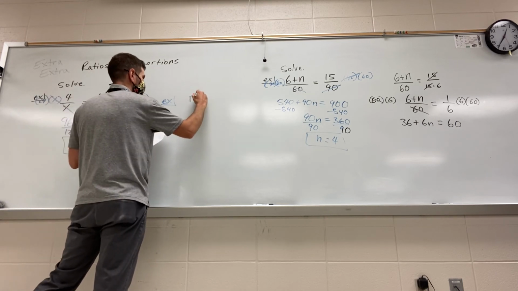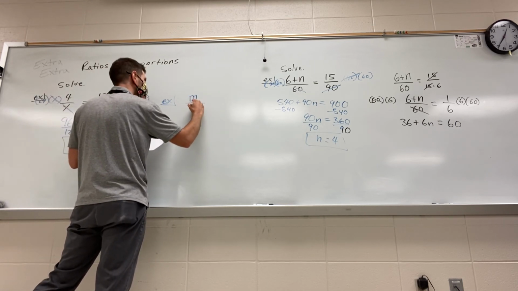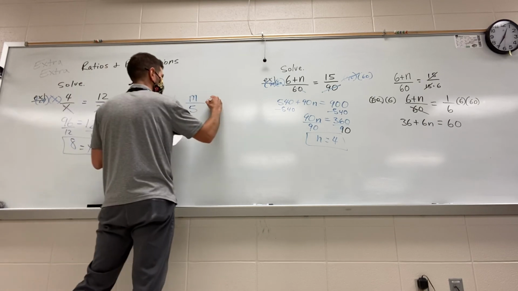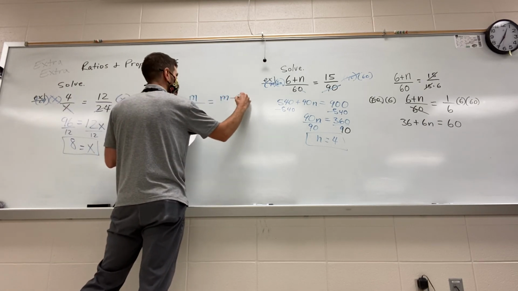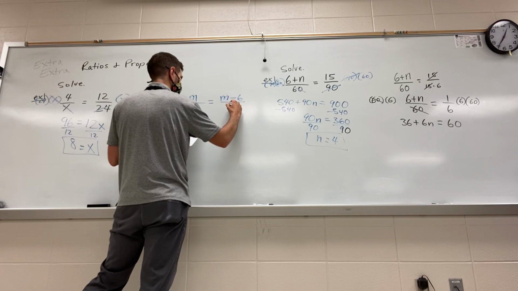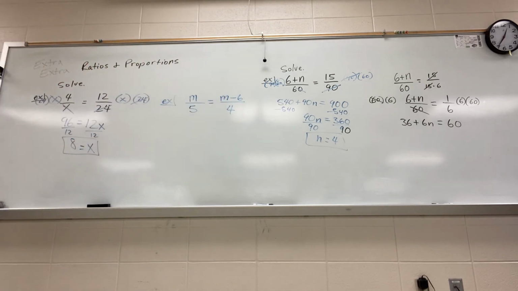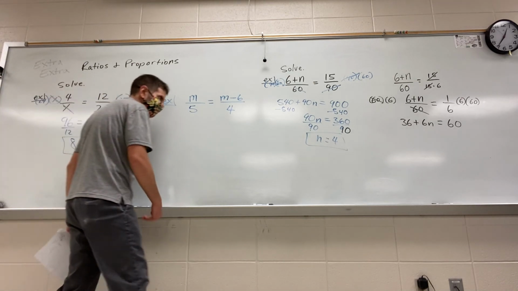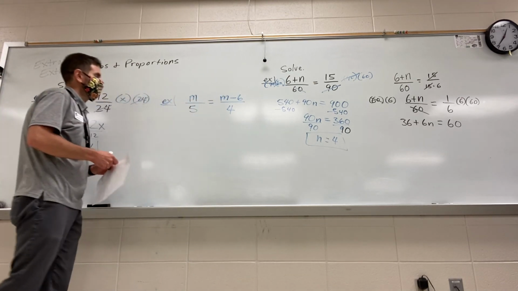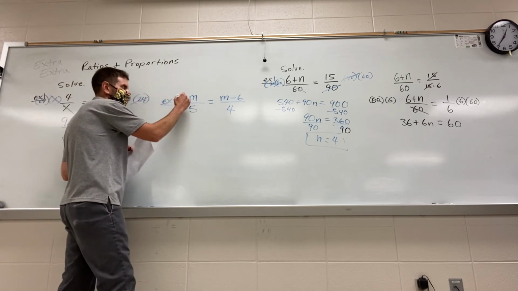Let's do one a little more interesting. m over 5 is equal to m minus 6 over 4, sorry. Does everybody agree that this is a proportion? Well, how can we solve proportions? Multiplying by both denominators.